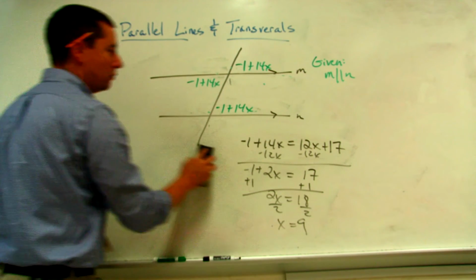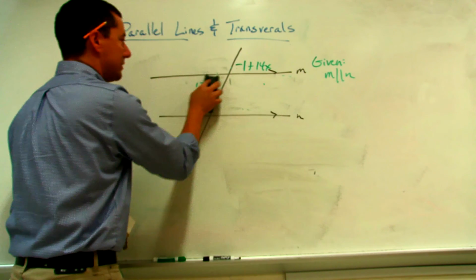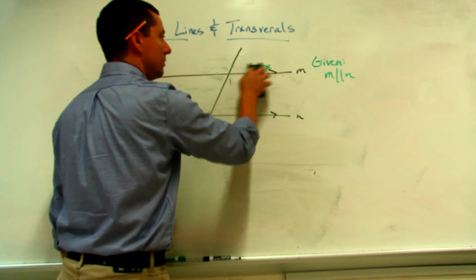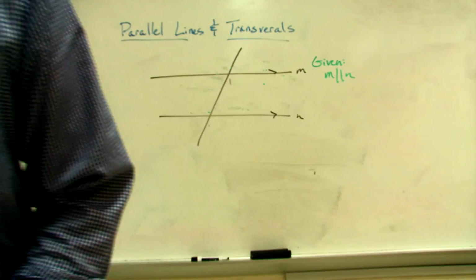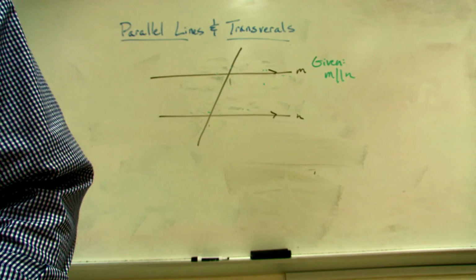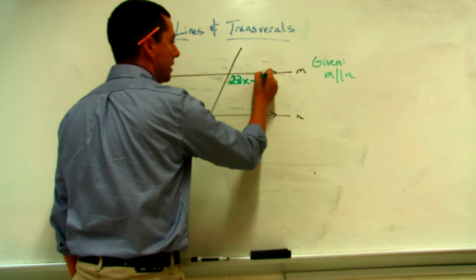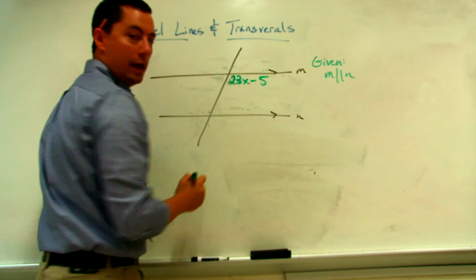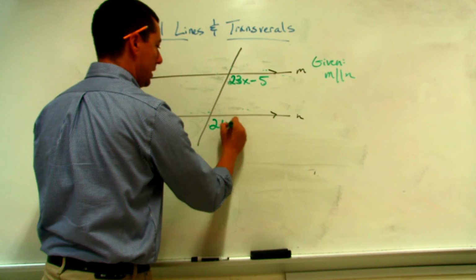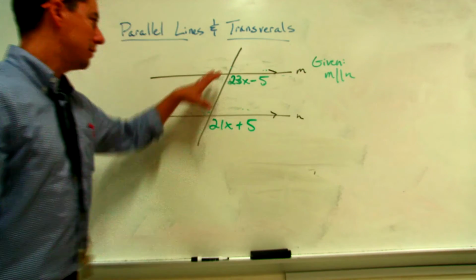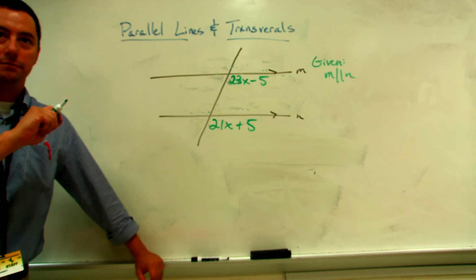I'm going to give you one other problem. For you to do, pause the video. After I write it down, pause the video, do it on your own, and then check back and see if you got the right answer. So here's the problem. 23x minus 5 and 21x plus 5. Okay, so you've got those two measures for you to try to figure it out. Pause the video, and come back when you're done.